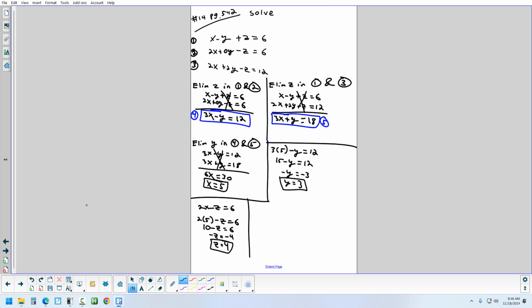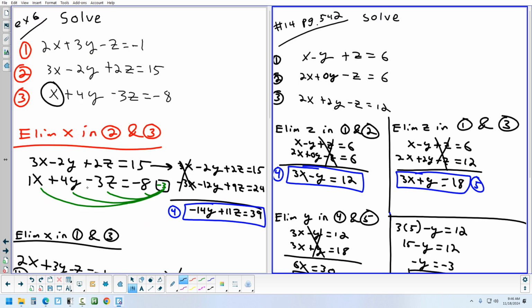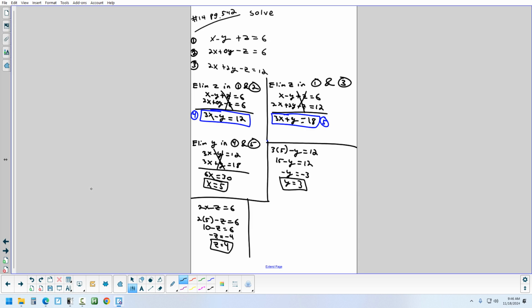So that one, if you compare it to the last one, it definitely had less work in it. I can't put it all on the board, but it definitely had less steps. All right. Any question on that?